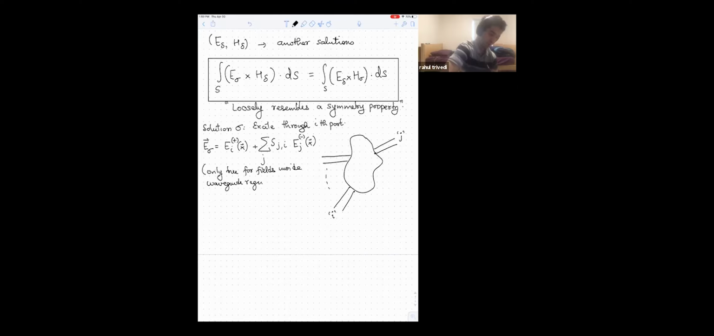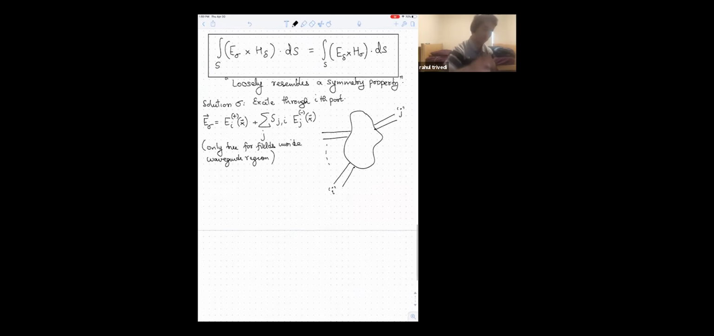Waveguide region, right? So you have to be, so to speak, sufficiently far away from where your device is for this electric field to make sense. If you're very close to the device, then the electric field modes are not the only modes which would be relevant to the device, right?